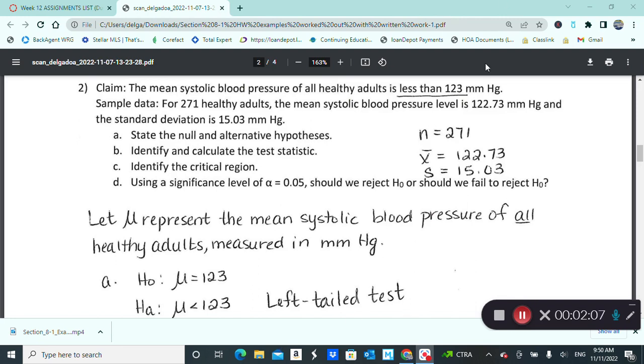Note that the original claim states that the blood pressure is less than 123. That's a statement of inequality, so that is going to be the alternative hypothesis, that mu is less than 123. The statement of equality is always the null hypothesis, so H naught will state that mu is equal to 123. Because of the direction of the alternative hypothesis, this is going to be a one-tail test. Specifically, it will be a left-tail test.